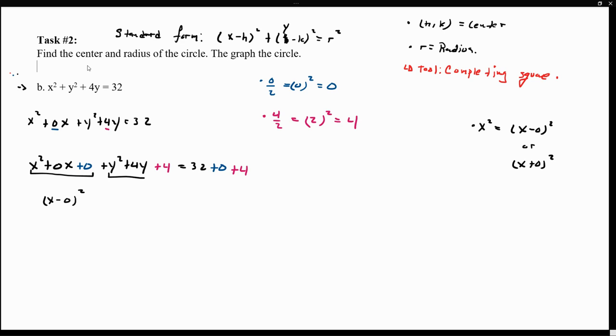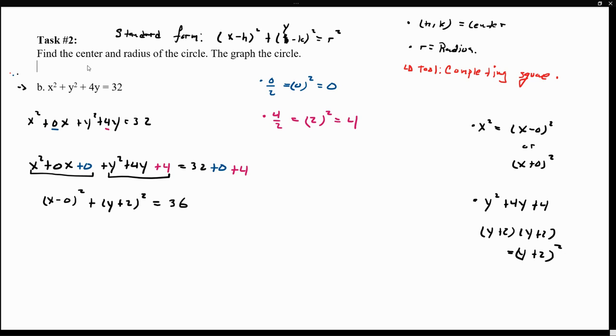Again, let's take a look at these three terms: y squared plus 4y plus 4. Notice that this expression is equivalent to y plus 2 times y plus 2, which is just y plus 2 all to the second. So we come back to our problem, and instead of writing these three terms, I'm just going to write y plus 2 to the second. And then we take care of this: 32 plus 0, that's 32, plus 4, that's 36.